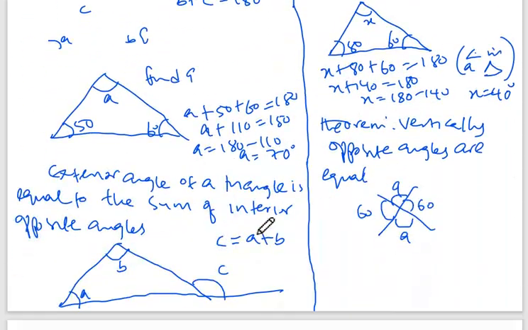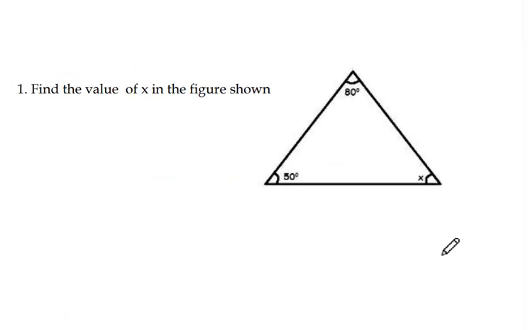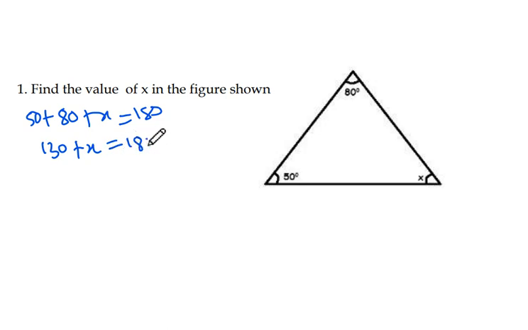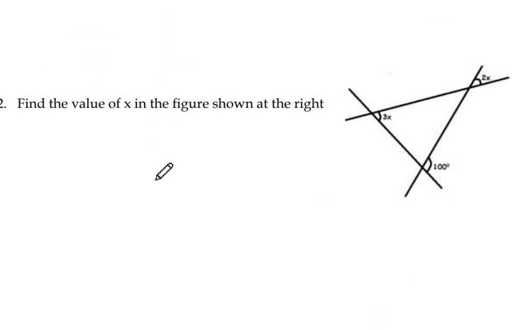Okay, let's delve into problems proper. Look at this question. Find the value of x in the figure shown. Very simple. This is a triangle. Remember, we say sum of angles in a triangle is 180. So 50 plus 80 plus x is equal to 180. So 50 plus 80 is 130. 130 plus x is equal to 180. x is equal to 180 minus 130. x is equal to 50 degrees. So that's our answer.